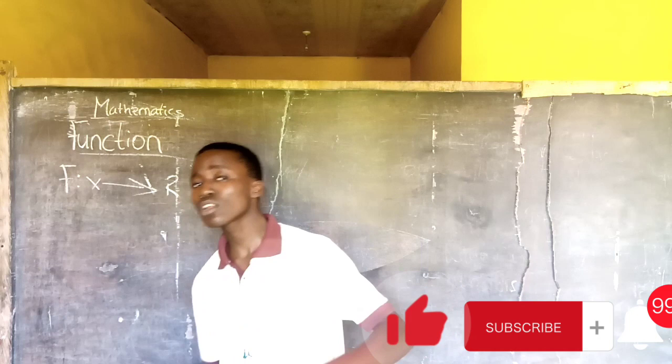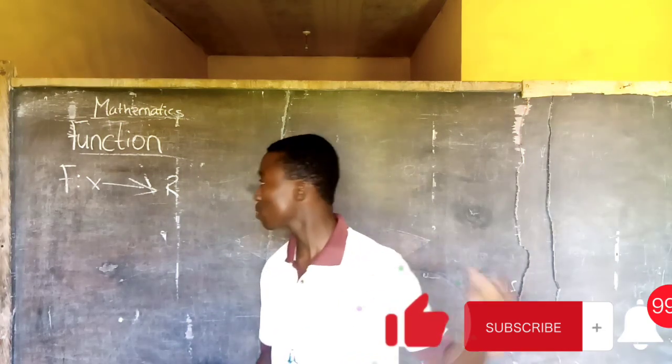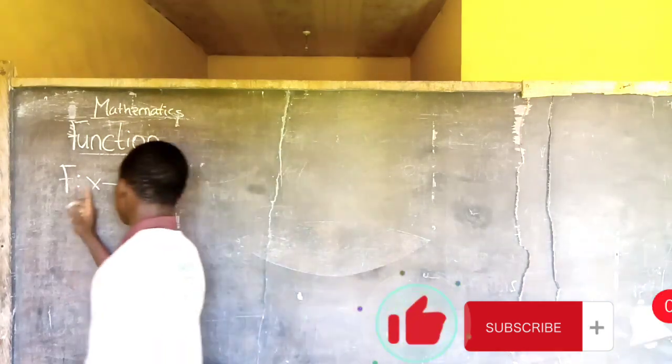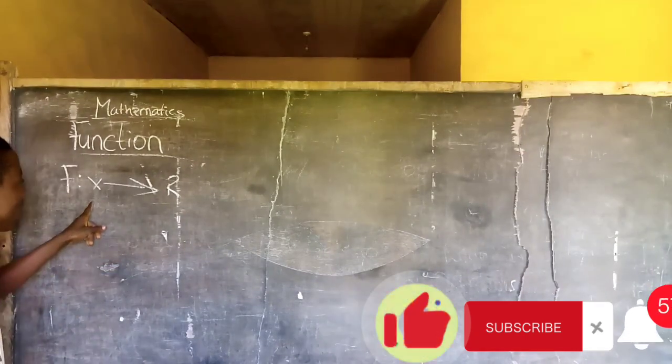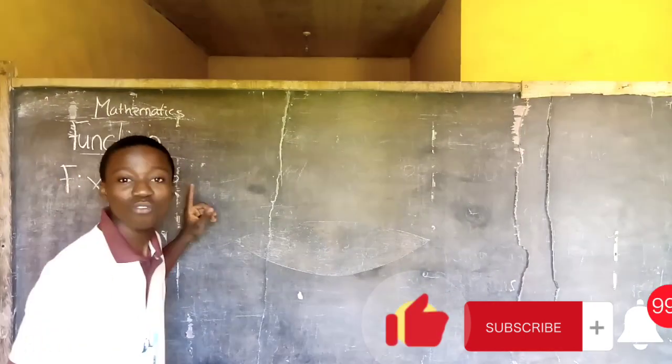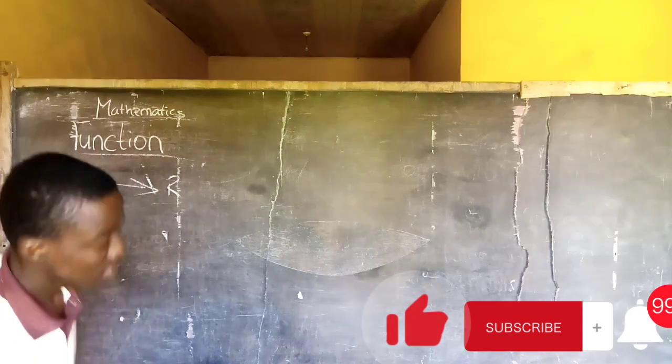Now, the codomain can also be called a range. Yeah, can also be called a range. Now, this one is a function of x. In set of what? A real numbers.